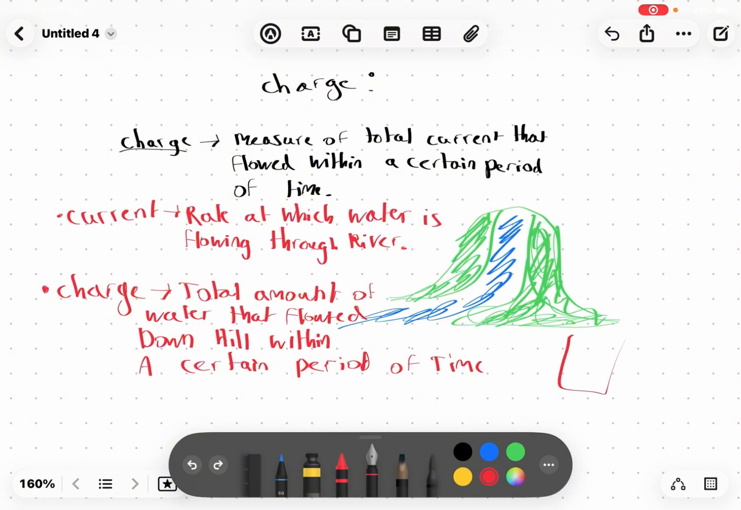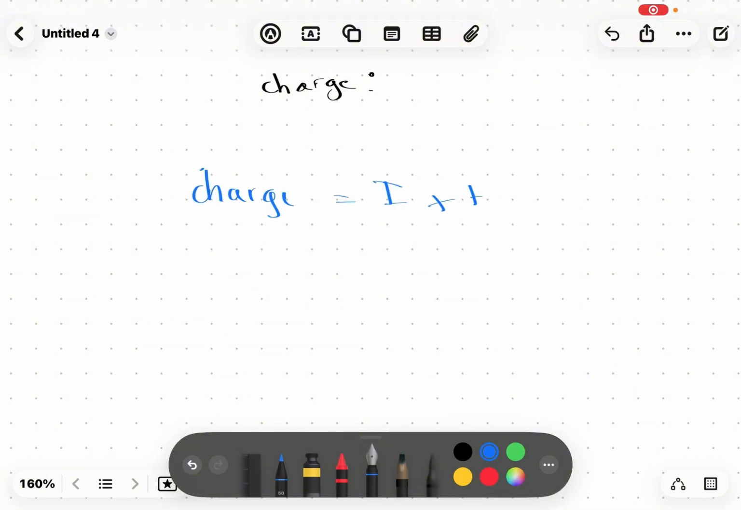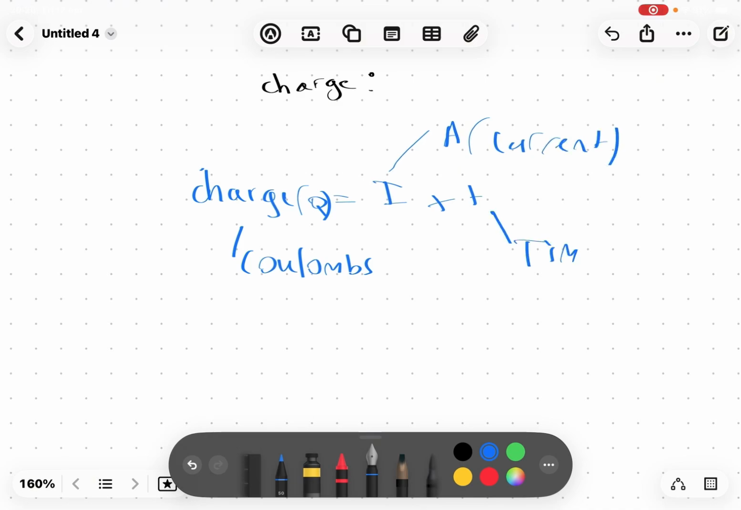So imagine a bucket, right? And let's say how much it will get filled within 5 seconds. How fast will it get filled, or how much? That's the idea of charge. We already talked about this, but just quickly again, charge is the small q and it's in coulombs. I is in amperes and it's current. T is time and it's measured in seconds.